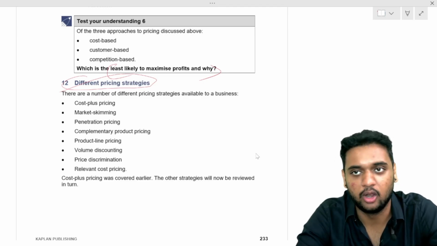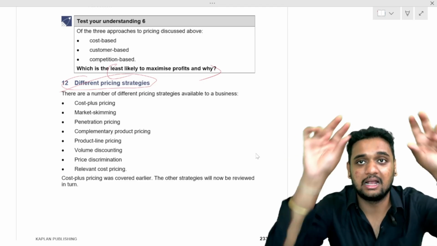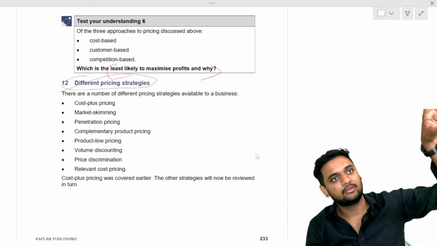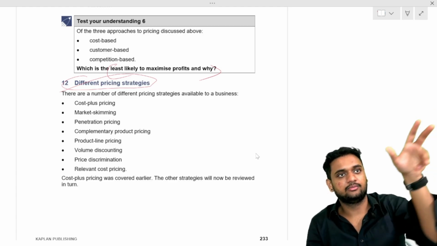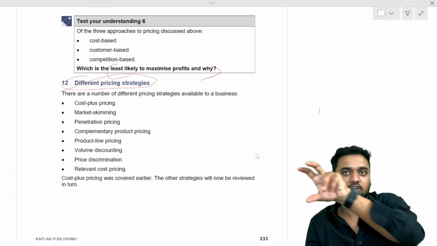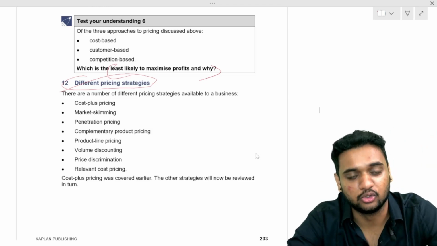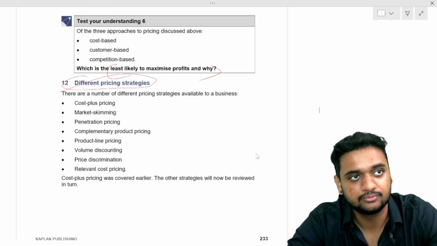First is cost plus. I hope all of you know what cost plus is. What are the 3 under cost plus? 3 broad aspects under cost plus: actual or standard cost, marginal or full cost, relevant cost. Second, we have something called the market skimming approach. What do you mean by market skimming approach?